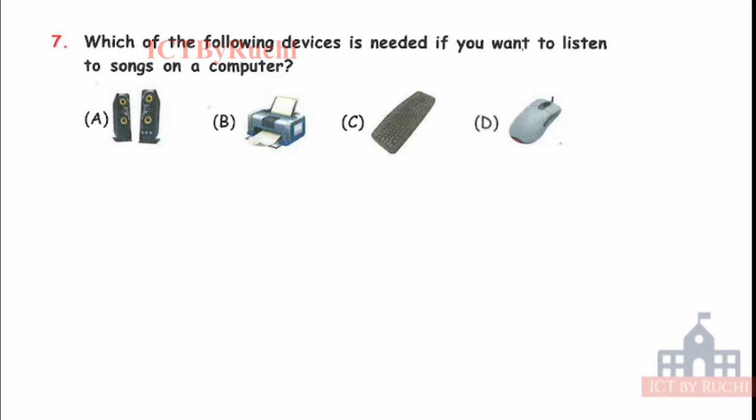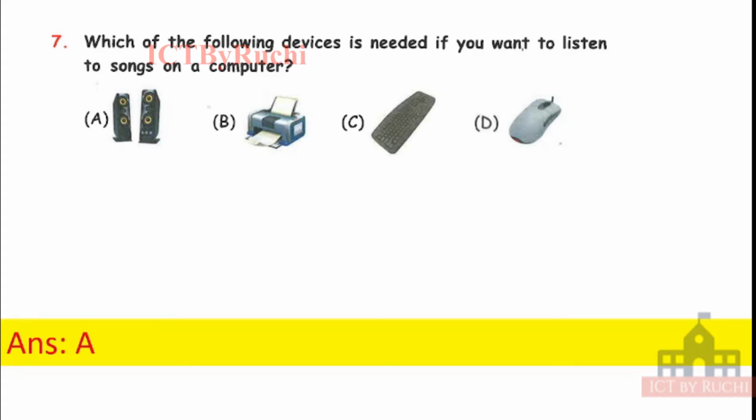Next question, which of the following devices is needed if you want to listen to songs on a computer? A, speaker, B, printer, C, keyboard, D, mouse. Okay, so this question basically checks if you know the picture names or not. Give me the answer. Answer is A, speaker is required if you want to listen to songs on a computer.